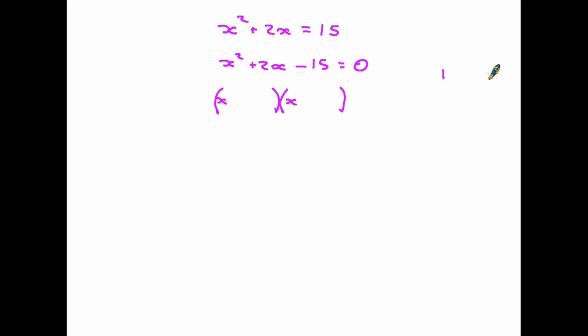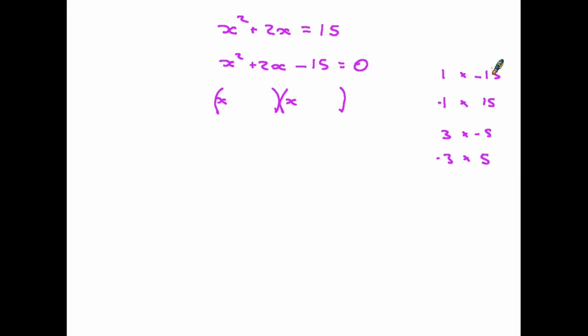Well, 1 and 15 are factors. Don't forget one of them would have to be a minus for the answer to be minus. So we could have 1 times minus 15, or we could have minus 1 times 15. Of course, another pair of factors of 15 are 3 and 5. So we could have 3 times minus 5 or minus 3 times plus 5.